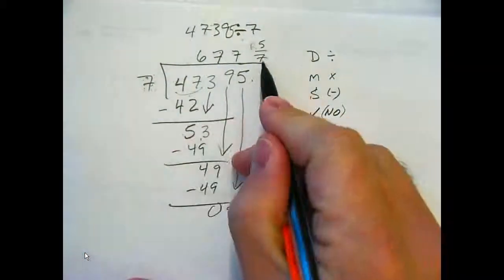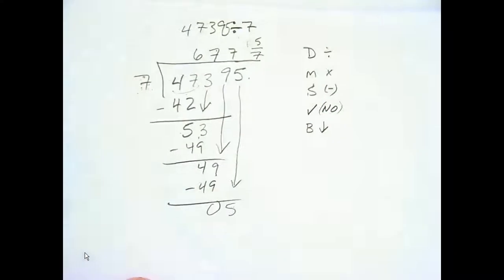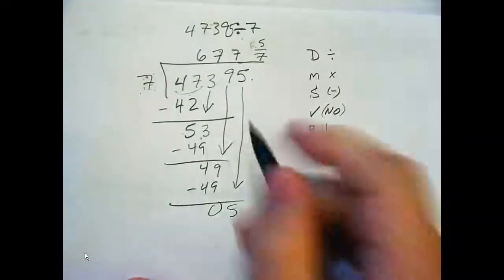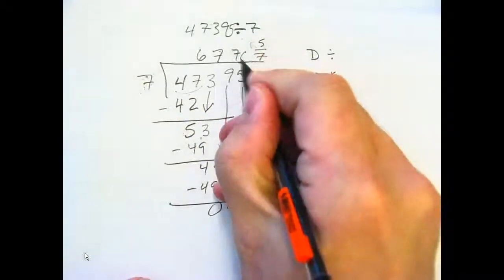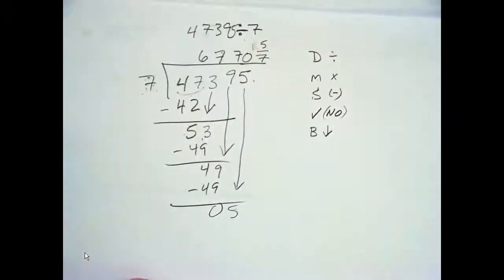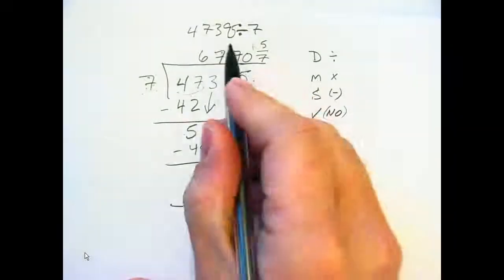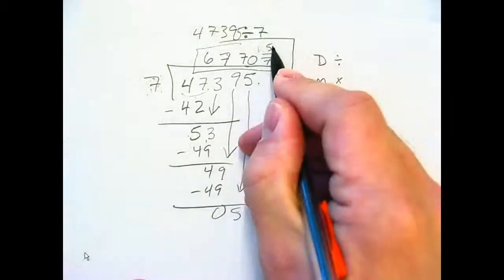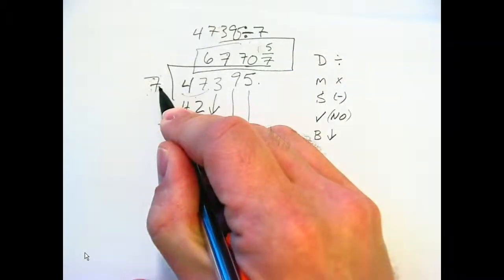Now, the reality is, all you really have to do is say the answer is 677 and 5 sevenths. You just put the 7 under the 5. That is the answer. Oh, yes, I forgot the 0. Thank you. It's a remainder 5. You always put your remainder over your divisor.